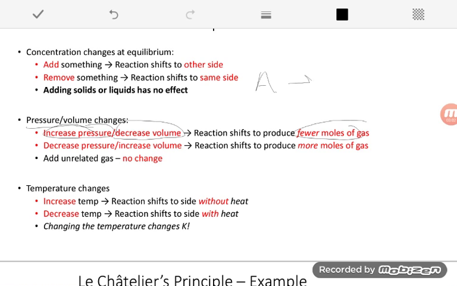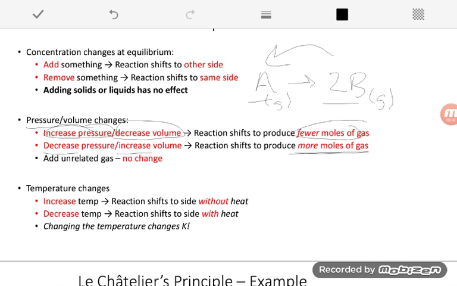So if I have A breaks into 2B, for instance, and these are all gas molecules, if I increase the pressure or decrease the volume, it wants to shift to the side that has less stuff, so it's going to shift to this side. We only have 1 mole of A on this side, whereas we have 2 moles of B on this side. On the other hand, if you decrease the pressure or give it more space, it's going to shift to the side with more stuff because it has more space and it wants to fill that space. Nature abhors empty spaces. We always like to fill it. So if we increase the volume, it's going to shift to the side with more moles of the gas.